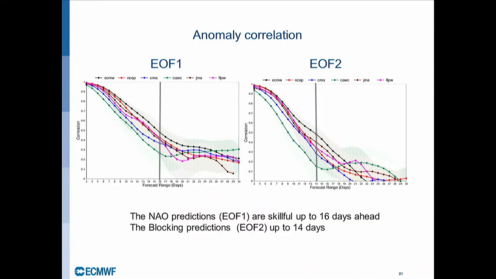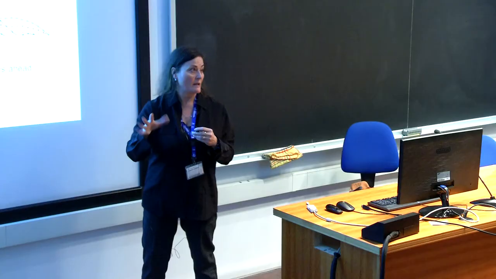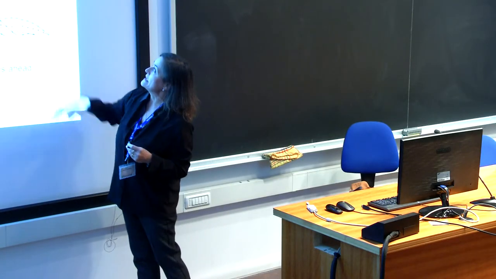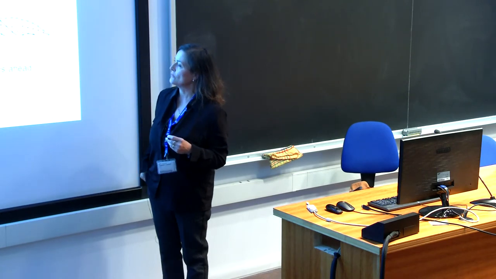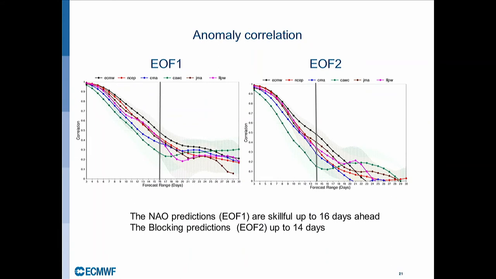So going back now, this was one case. Now we want to evaluate the skill in a more general way. So we look again at the reforecast, and we look at the anomaly correlation for UF1 and UF2 separately. These are all the different models for S2S, taken from S2S. UF1 is the pattern that represents the symmetric part of the NAO variability, and UF2 is the pattern that represents the blocking over Scandinavia. So you can see that the skill for predicting the blocking drops in a shorter time, up to about 14 days. The NAO is a bit longer.